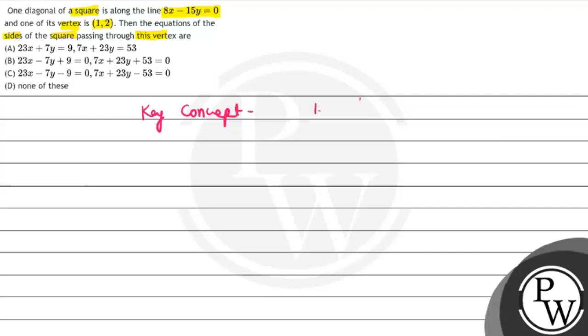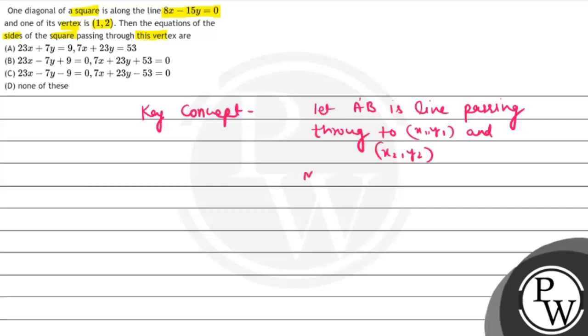So the key concept for this question is: let AB be a line passing through (x1, y1) and (x2, y2), then the slope m is equal to (y2 minus y1) upon (x2 minus x1). Okay, so here you have a given square, so let's say this is the square ABCD.